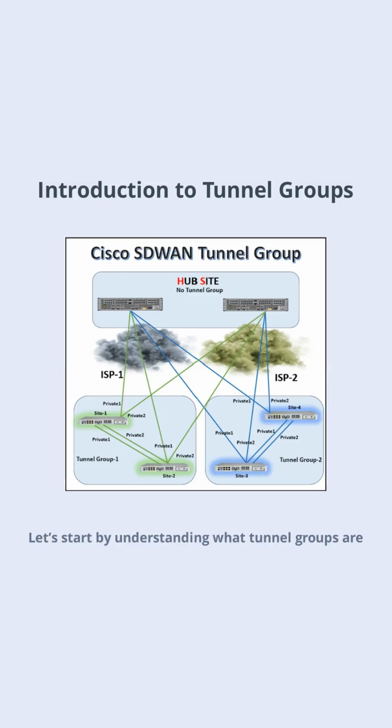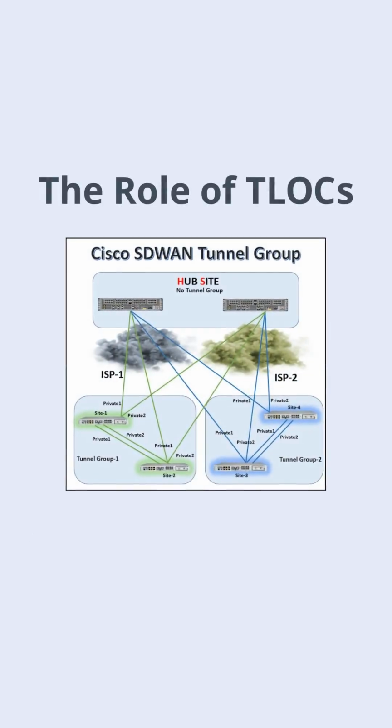Let's start by understanding what tunnel groups are and why they matter in a modern SDWAN deployment. The heart of Cisco SDWAN tunnel groups are TLOCs, or transport locators. These are unique identifiers assigned to WAN edge routers, allowing them to establish overlay tunnels with other routers in the network. By default, Cisco SDWAN C edges create a full mesh overlay, meaning every TLOC forms a tunnel with every other TLOC, regardless of their color. This ensures robust connectivity but can sometimes lead to unnecessary complexity or security concerns.